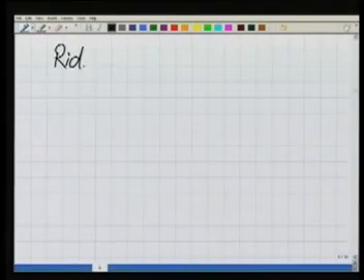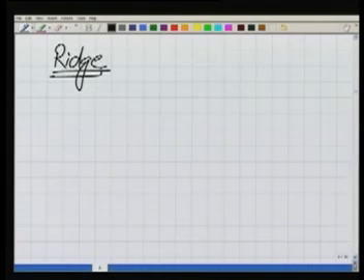Similarly, some more shapes. One is ridge. Now what is a ridge?